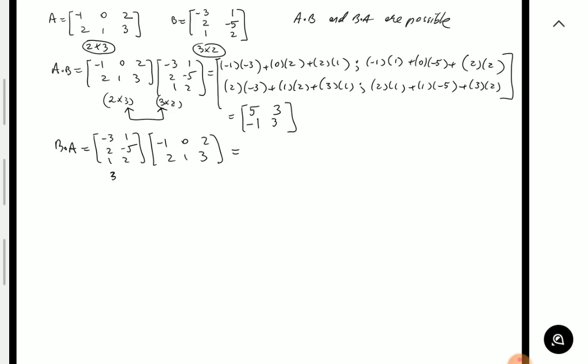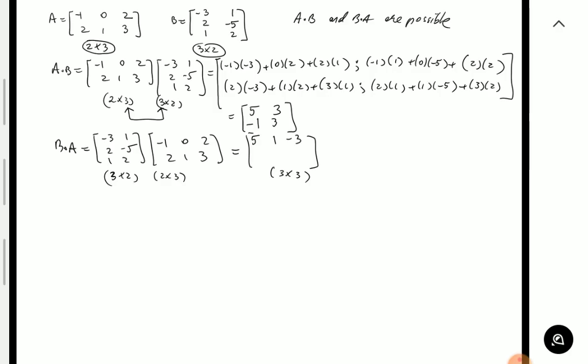So now this is going to be 3 by 2 multiplied by 2 by 3. My answer is going to be 3 by 3. So we have only two products in each dot product. Minus 1 with minus 3, that's 3, plus 1 times 2, that's 5. 0 plus 1, minus 6 plus 3. That's the first row.